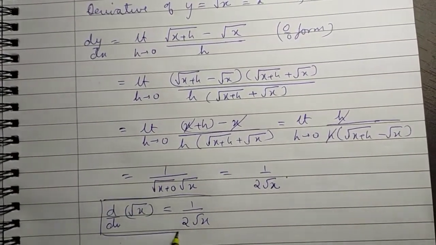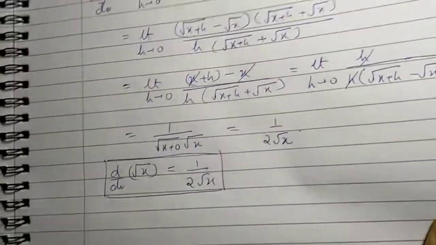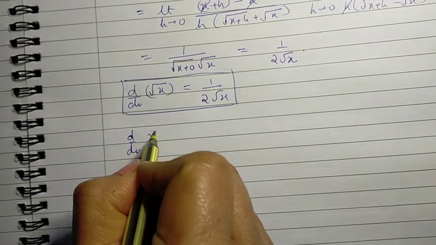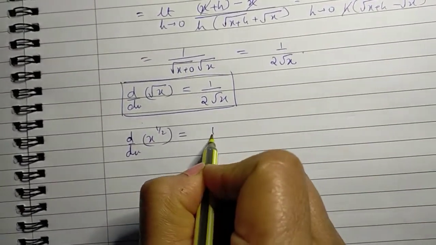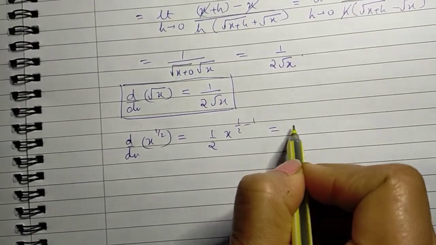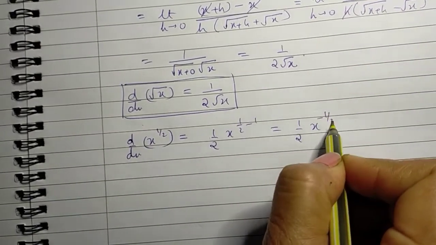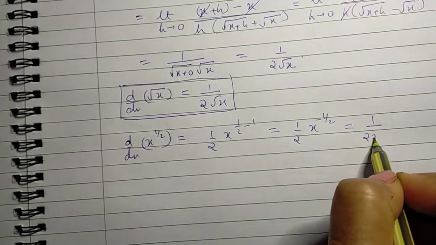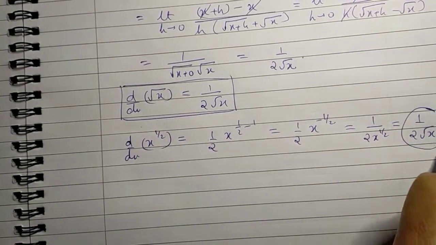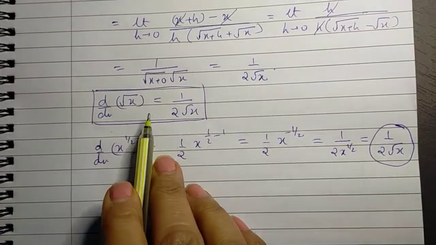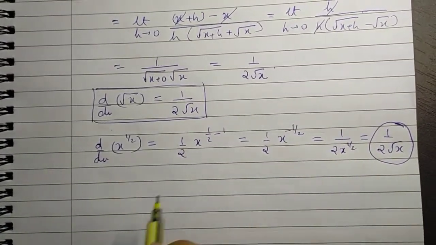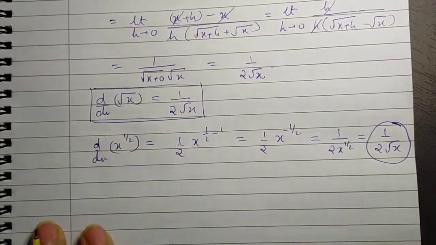Let us check whether we get the same result using the identity also. Now we can write it as x raised to the power of half. By the identity, it should be equal to half x raised to the power of half minus 1, which is half x raised to the power minus half, which becomes 1 upon 2 x raised to the power half, which is 1 upon 2 under root x. We see that we get the same result as this. It means this identity can be generalized for positive fractions also.